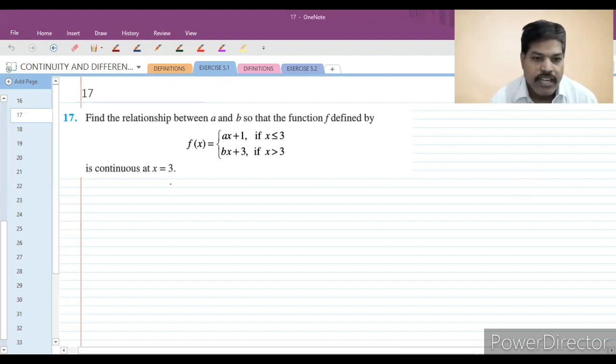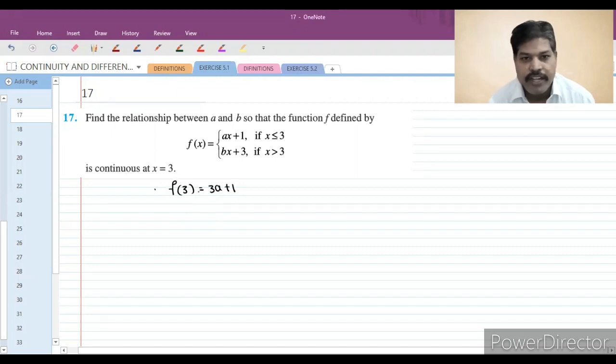First, I will calculate f of 3. What is the f of 3 value? F of 3 is nothing but 3a plus 1. First, we have to understand that the function is defined at x equal to 3. So f of 3 is equal to 3a plus 1.